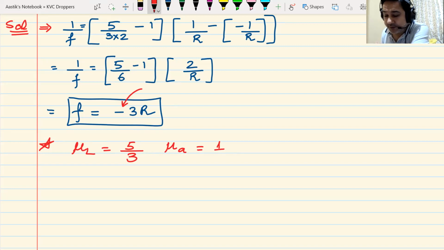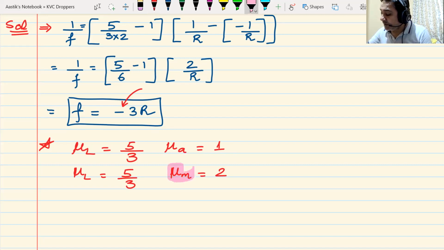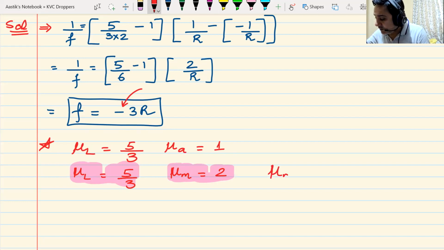It was convex in air. But when I change the refractive index of the medium to 2, remember, refractive index of the lens was still the same. It was 5 by 3. Here I have changed the refractive index of the medium to 2. Are you following me, everyone? Yes, sir. What really has changed? I have placed it in a medium whose refractive index is more than the refractive index of the lens. Do we understand this?